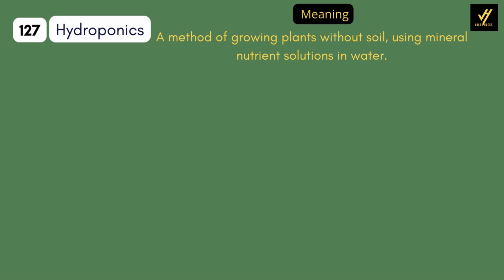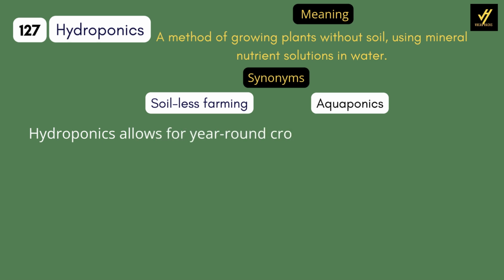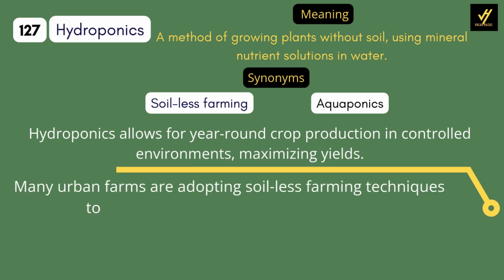Hydroponics, a method of growing plants without soil, using mineral nutrient solutions in water. Soil-less farming, aquaponics. Hydroponics allows for year-round crop production in controlled environments, maximizing yields.